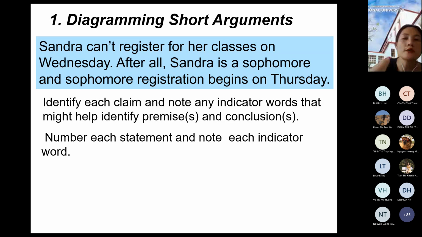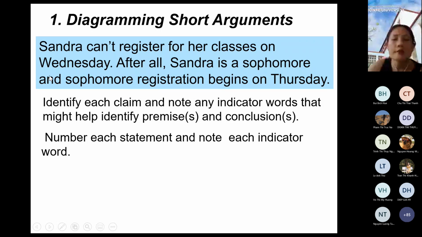The first information, which is our conclusion, isn't it? Sandra can't register for her classes on Wednesday. After all, so we have the indicator word after all. After all, Sandra is a sophomore, and sophomore registrations begin on Thursday. So we see the linking word "and" here, and we try to break it out. When we break it here, it still makes sense.